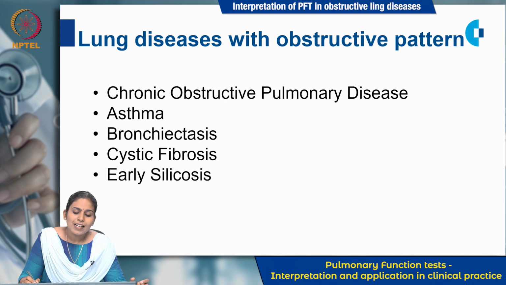So next, the lung diseases which present with the obstructive pattern are very well known to us. One is chronic obstructive pulmonary disease. The next one is your asthma. The next one is your bronchiectasis, and a part of it is cystic fibrosis, and also early silicosis. These are all some diseases which may present to you with an obstructive pattern.